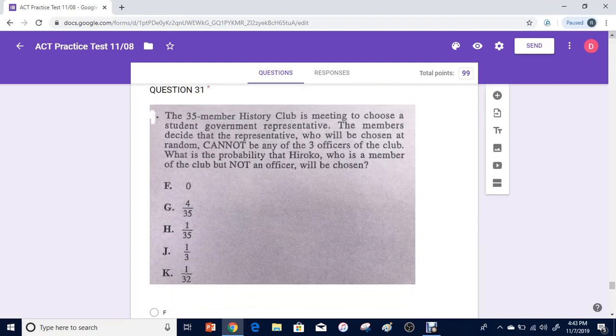Okay, 35-member history club. Okay, the officers cannot be the student government representatives, so that person is only one of 32.